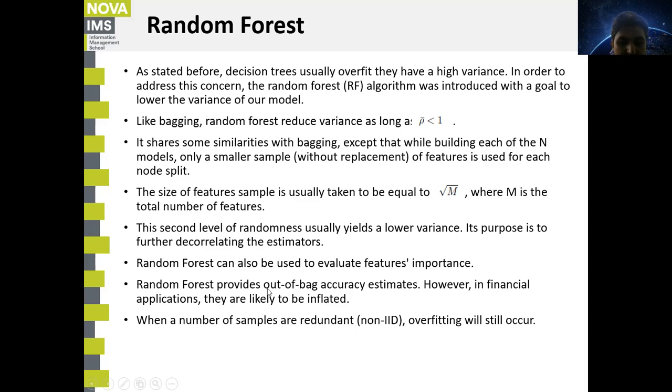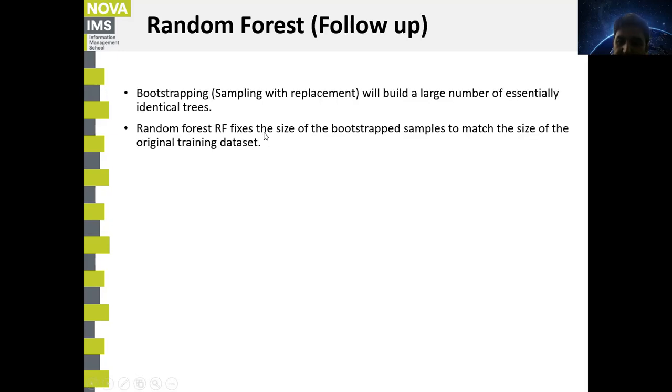Random forests provide an out-of-bag accuracy estimator. However, like we said before, in financial applications, it is likely to be inflated. When a number of samples are redundant, non-independent, overfitting will still occur. Bootstrapping, sampling with replacement, will build a large number of essentially identical trees. Random forest fixes the size of the bootstrapped sample to match the size of the original training dataset.